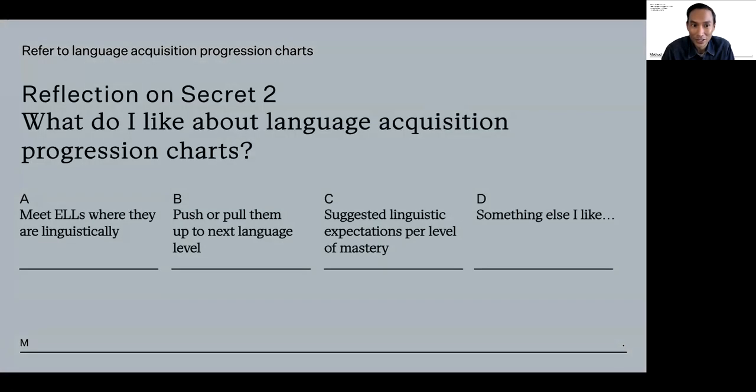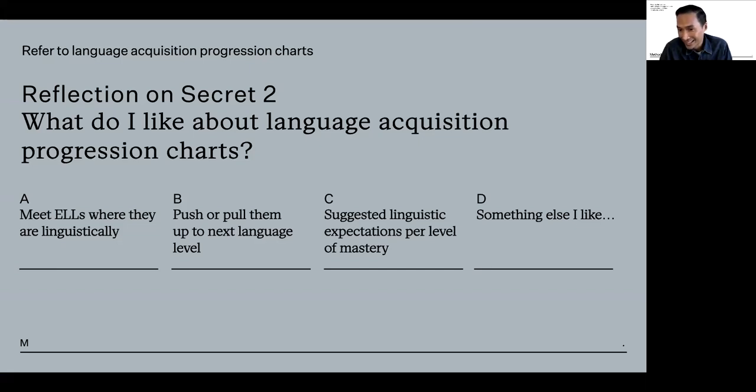After you answer reflection 2. What do you like about these language acquisitions that I just showed you? Is it A, they meet ELs where they are linguistically, or B, you can push or pull ELs up to the next language level, or C, the suggested linguistic expectations per level of mastery can help you out in planning, or D, something else?